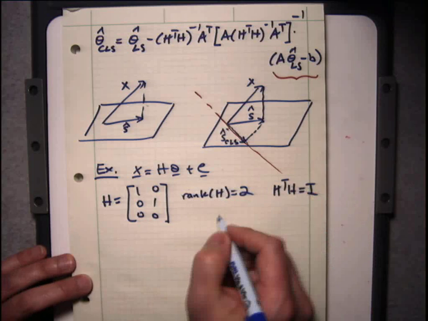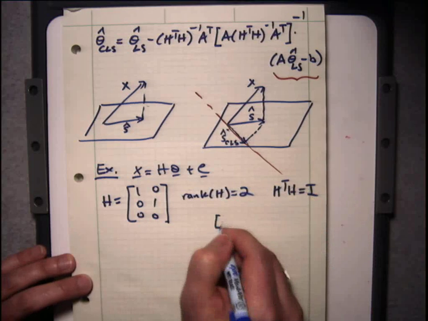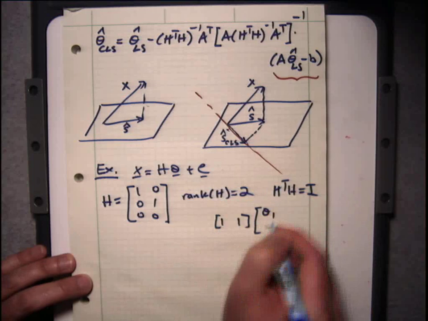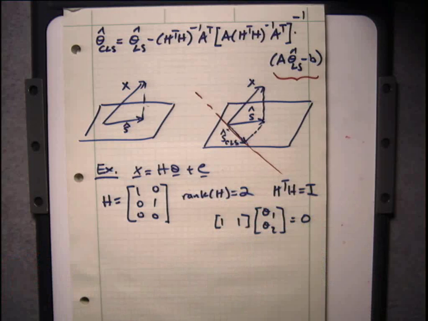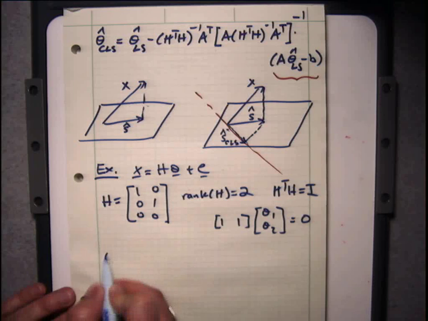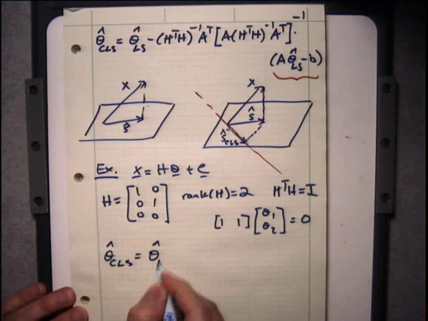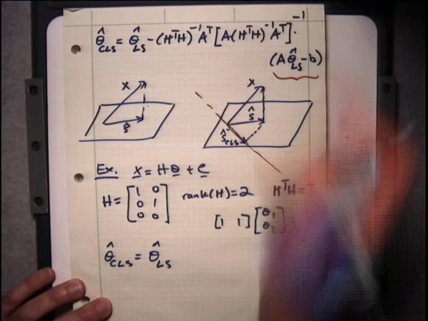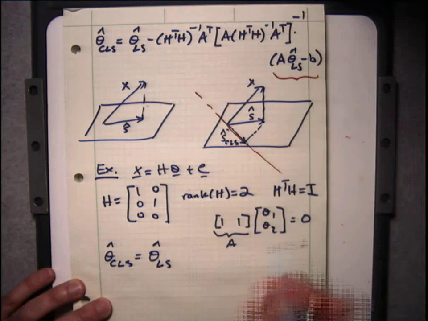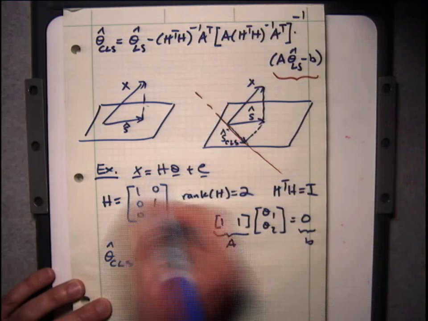And suppose I want the two parameters, θ1 and θ2, to sum up to 0. I want them to be negative of each other. So if you solve for the constrained least squares θ hat, you get θ hat least squares, and you plug in all of these terms that I noted here. So this is A, this is B, and this is your H.